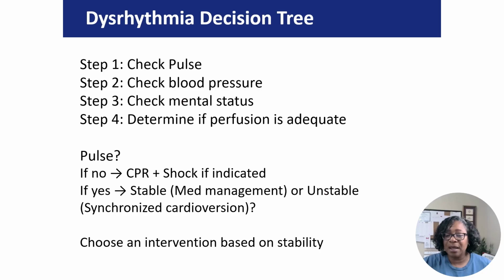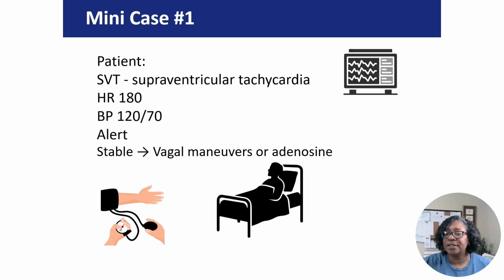So let's look at some mini scenarios. Number one, your patient has SVT, supraventricular tachycardia. Their heart rate's 180, the blood pressure is 120 over 70, and they're alert. So they're stable. That would be a stable tachycardia. And so, what are your next steps? You may tell the patient to do some vagal maneuvers, or you're going to anticipate some adenosine from your primary care provider.